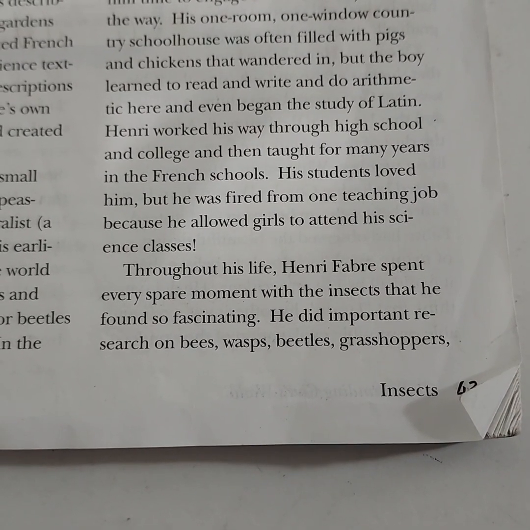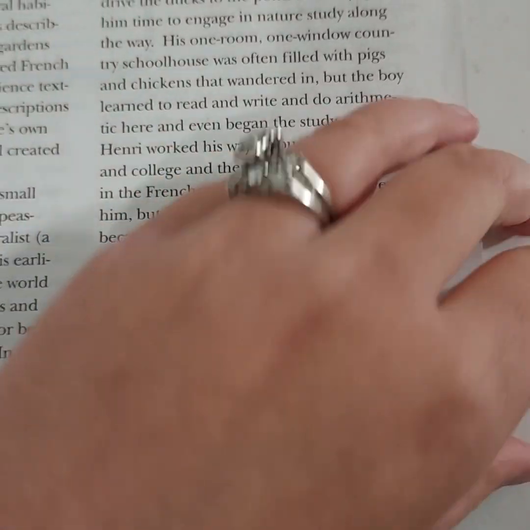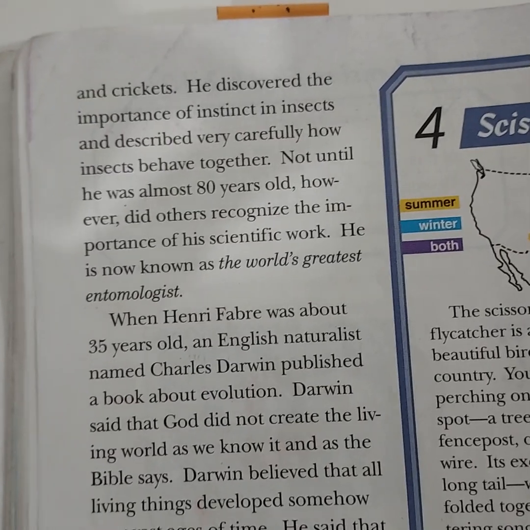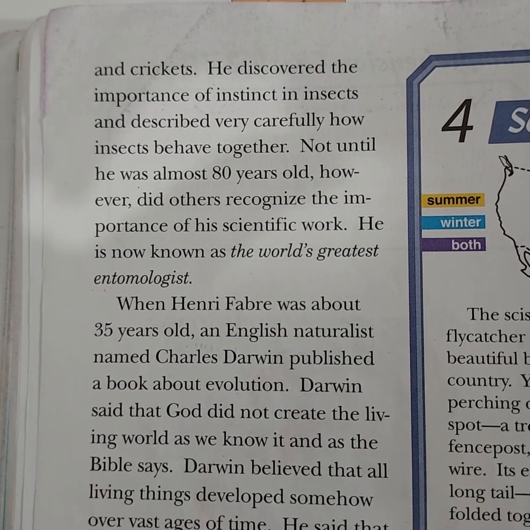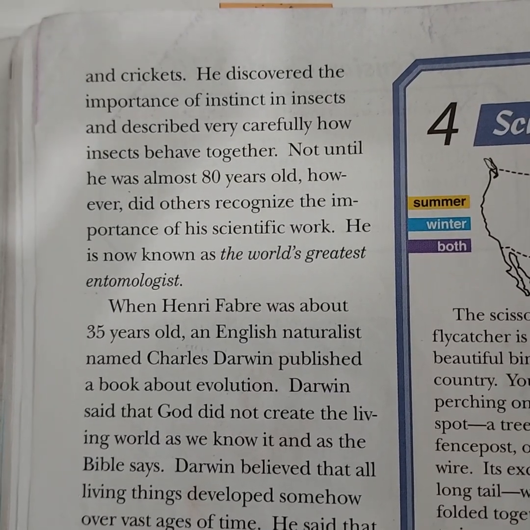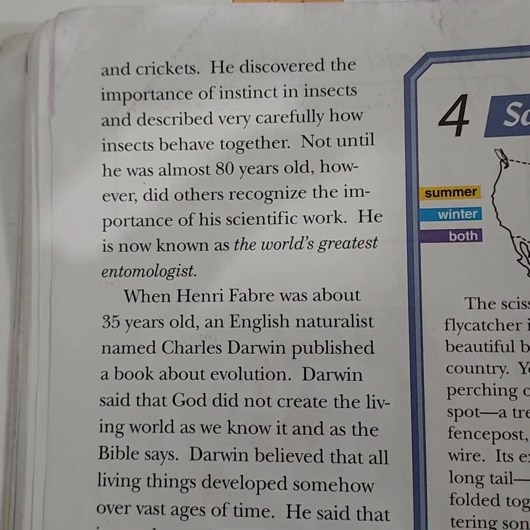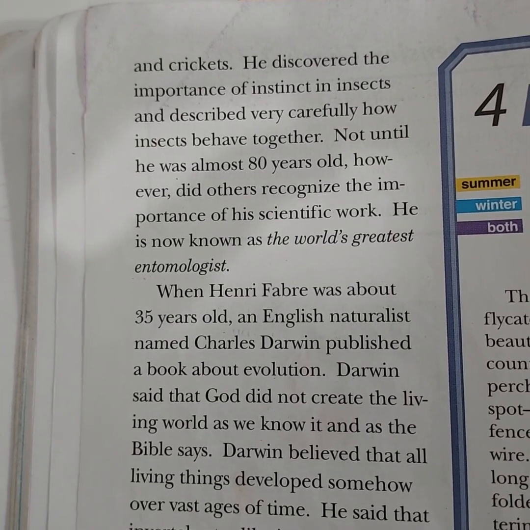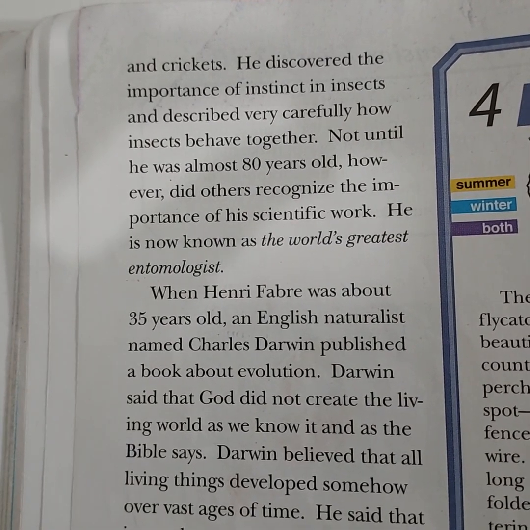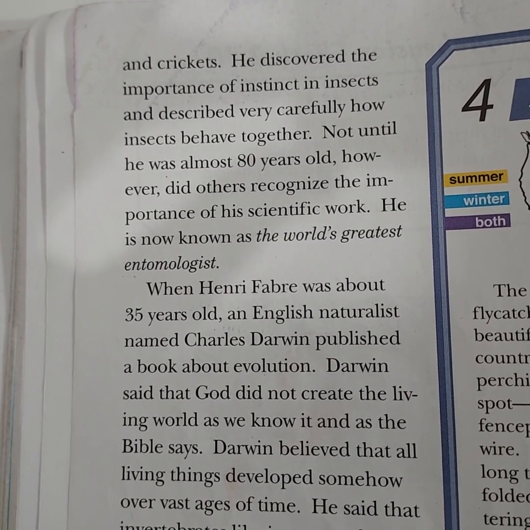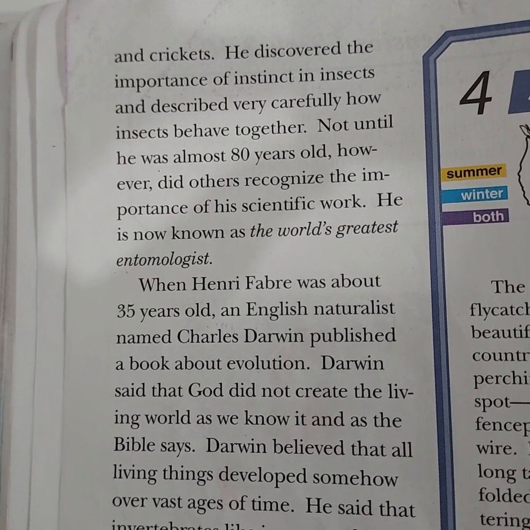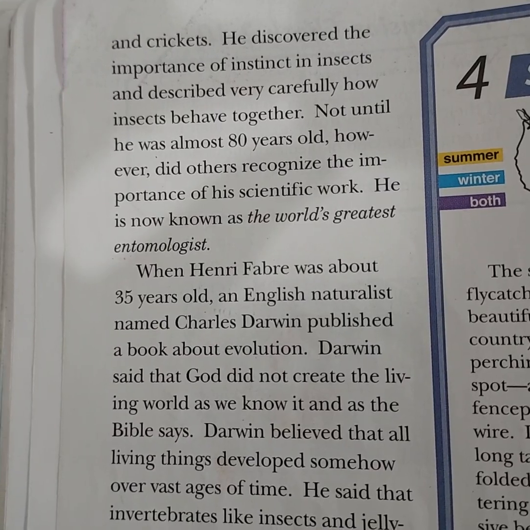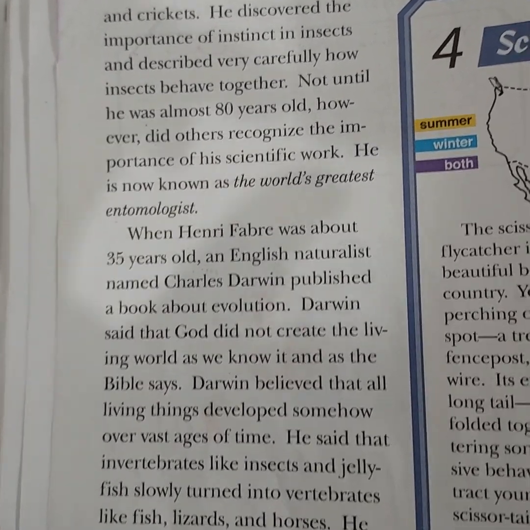He did important research on bees, wasps, beetles, and grasshoppers. Also, crickets. He discovered the importance of insects, and he discovered the instincts of insects and described them very carefully, how they behave together. Not until he was almost 80 years old, he and others recognized the importance of his scientific work. He is known as the world's greatest entomologist, which is a person who studies insects.